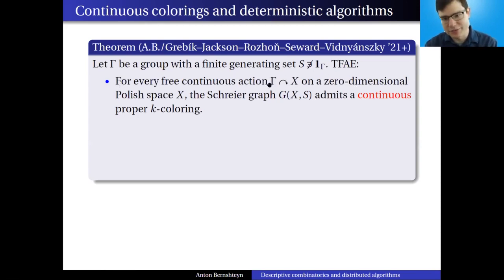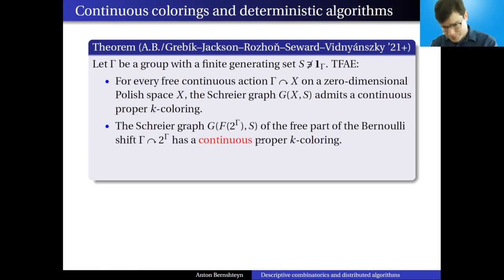Of course, if you look at an action on, say, a zero-dimensional Polish space and look at the Schreier graph, the continuous chromatic number would depend on what the space and what the action are. But maybe we want to look at the maximum chromatic number that you can get. So I guess we're fixing a number k, and we're saying that for every free continuous action on a zero-dimensional Polish space, the Schreier graph admits a continuous proper k-coloring.